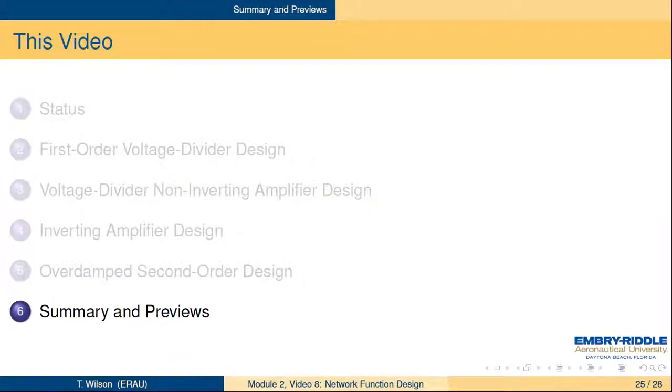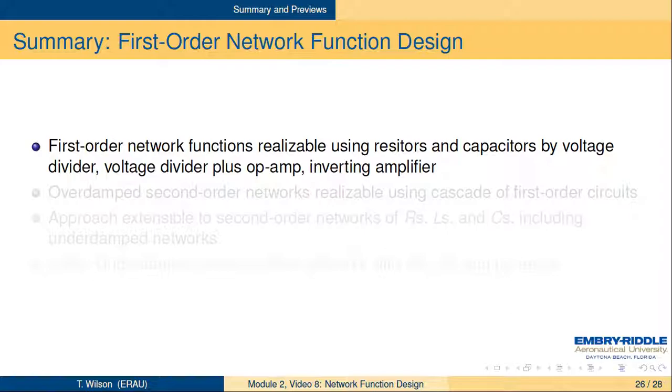So that's pretty much it. That's how you do first order and cascade of first order network design. So you can do this in R's and C's, voltage dividers with op amps to do a non-inverting amplifier, or you can do it using inverting amplifiers if you don't care about the inversion. If you care about the inversion and you want to use inverting amplifier circuits, you can always do a gain of -1 to get it fixed back.